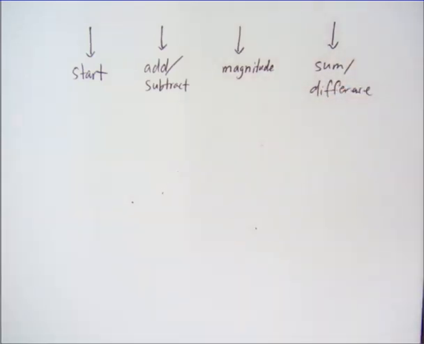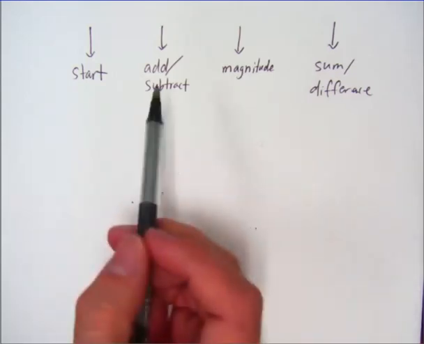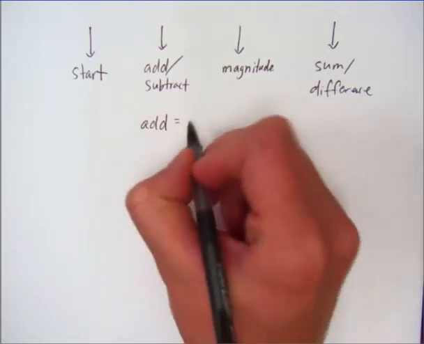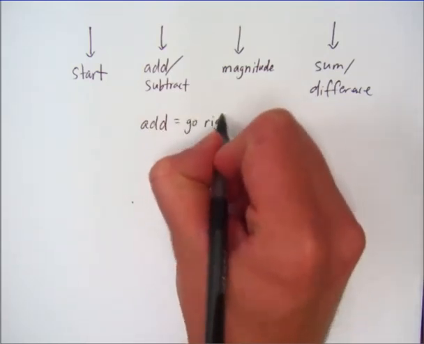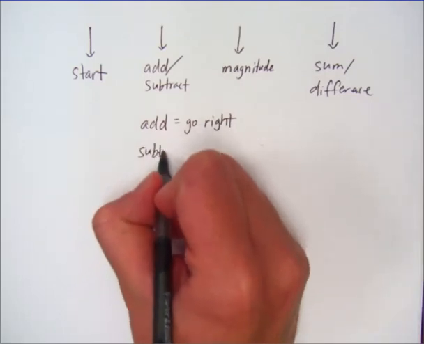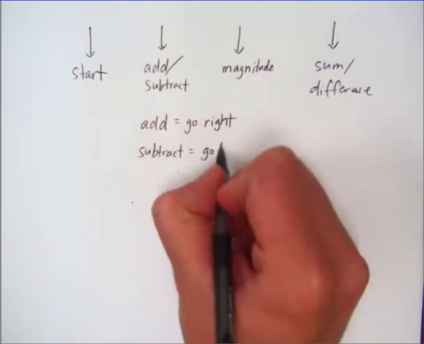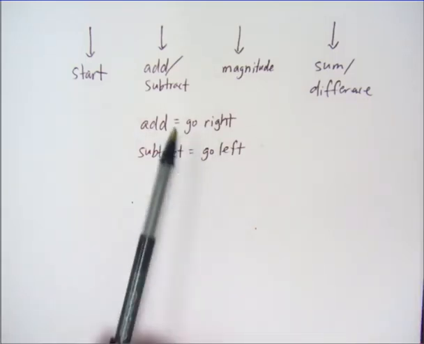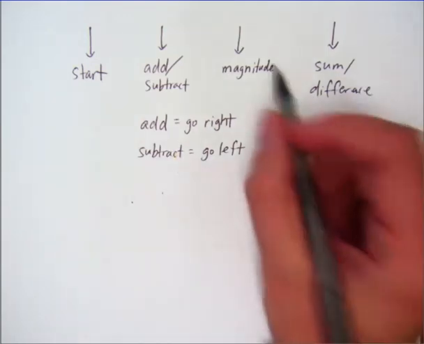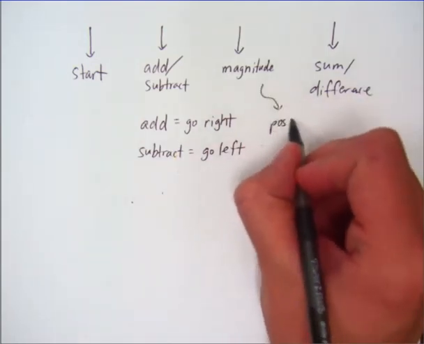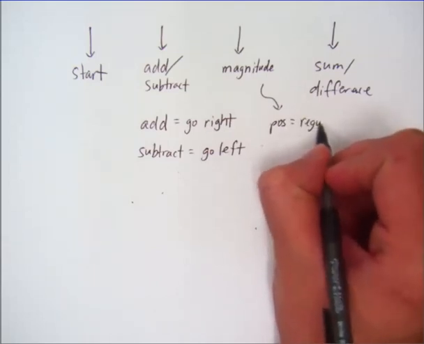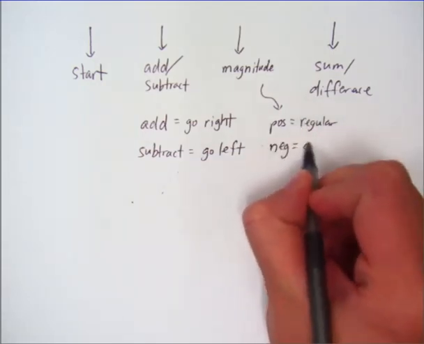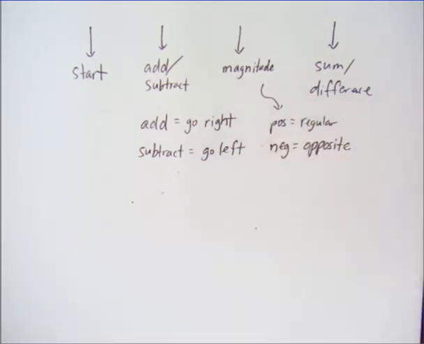Okay, so we got that general idea from the number line. So here, when we see the instruction add, we're going to say go right. If we see subtract, we're going to see that as go left. So we'll start at a point, which is our first number, then we'll go right or go left depending on whether we add or subtract. Then if our magnitude is a positive number, we just do regular: keep going in whatever direction it tells you to go. But if we see a negative number, we're going to translate that into go the opposite way.